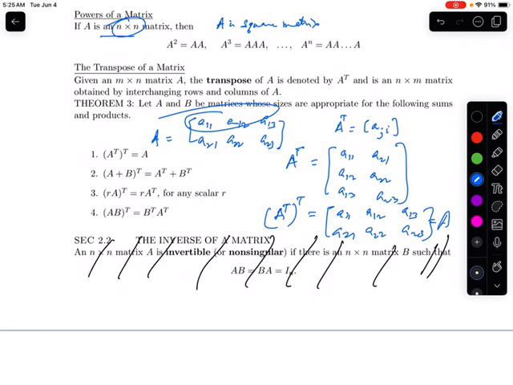Then if you have (A plus B) transpose, that is equal to A transpose plus B transpose. And you can check it for a small matrix on your own. And then rA, a matrix multiplied by a scalar, if you take the transpose of that, it will be the same as r times the transpose of A. Now, (AB) transpose is not A transpose times B transpose. The order now switches. So it is saying (AB) transpose is equal to B transpose times A transpose.